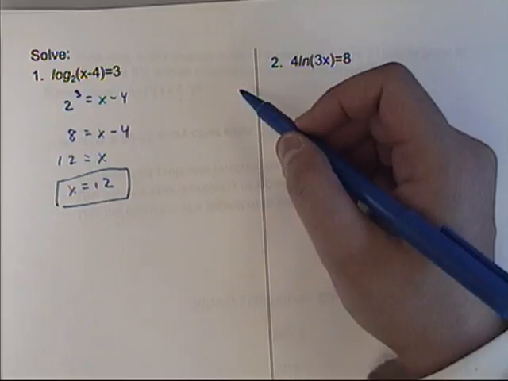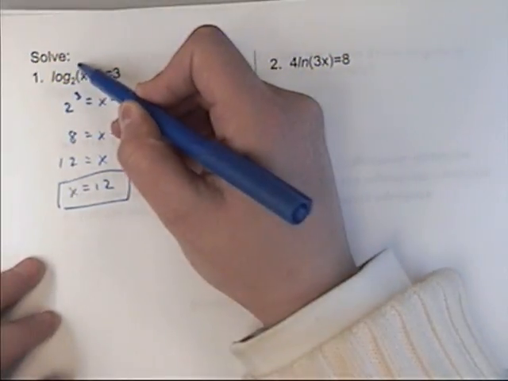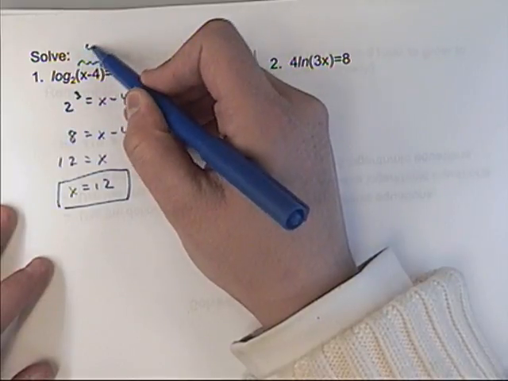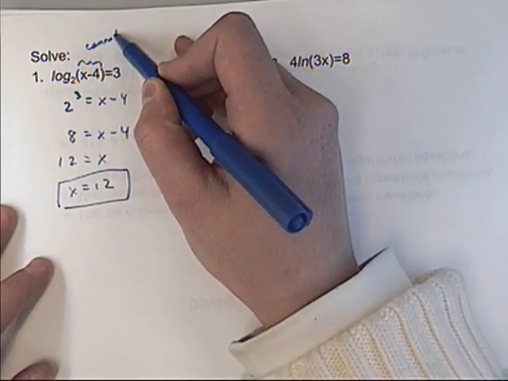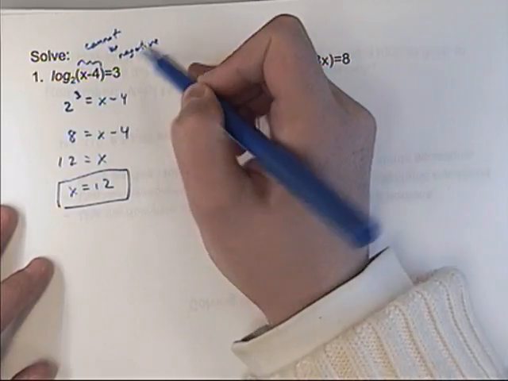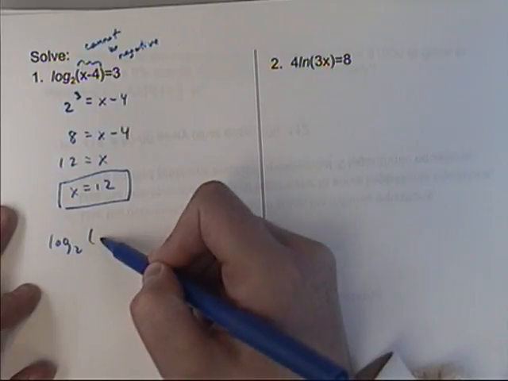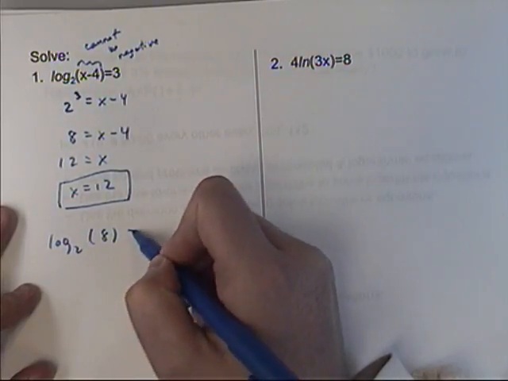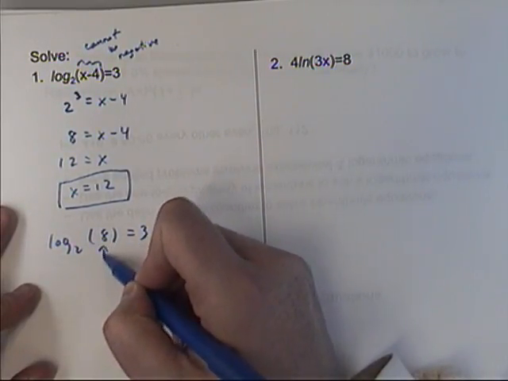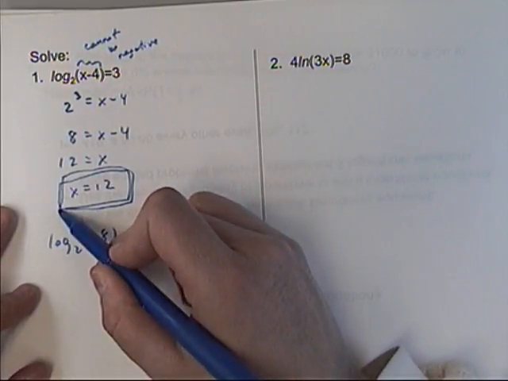Over here, actually we have to check these answers. The most important thing is that this cannot be negative. This is called your argument. This cannot be a negative. Now this one's pretty easy. If you take 12 and you put it up here, that's going to be log base 2 of 12 minus 4, which is 8. And that's fine. So that means our answer is valid and we can stick with it.